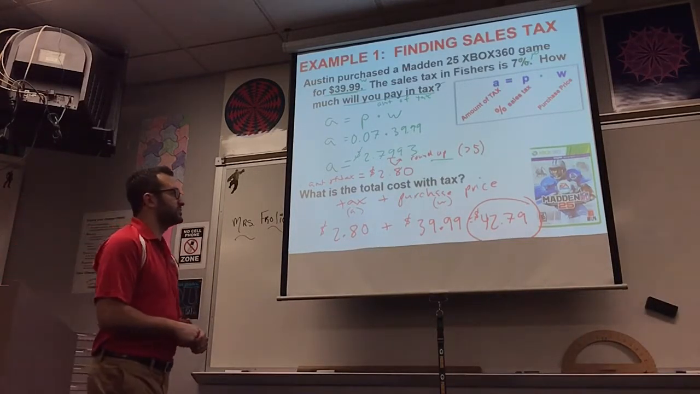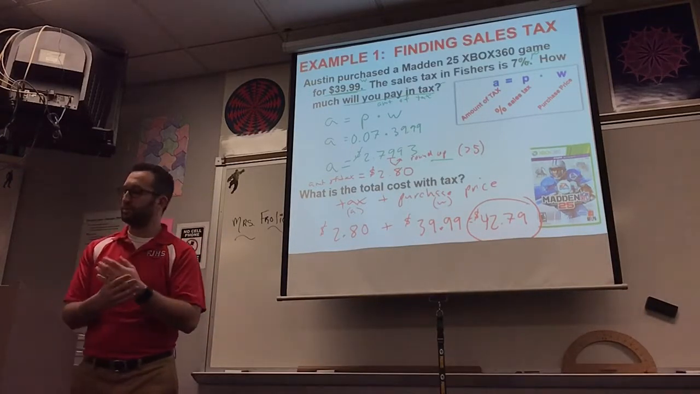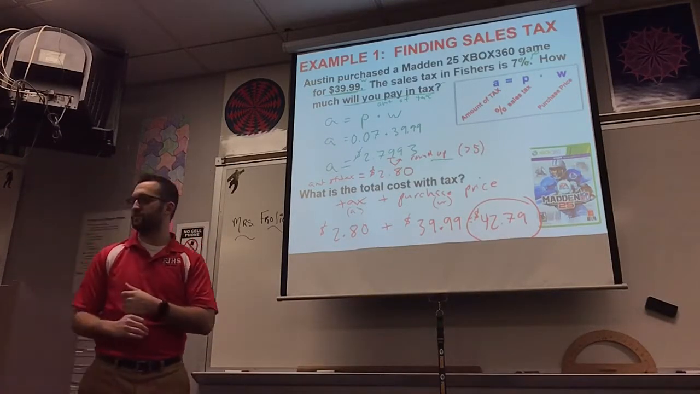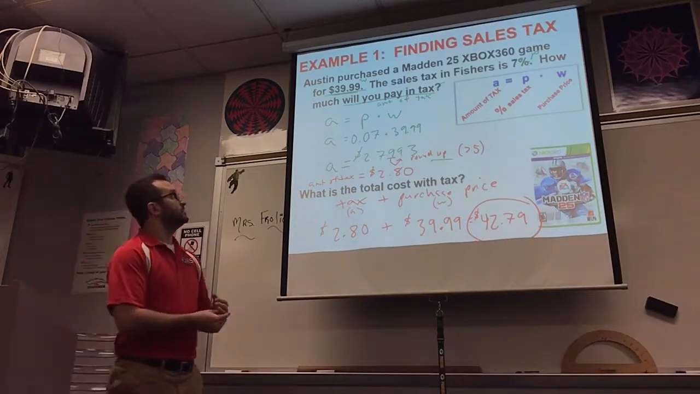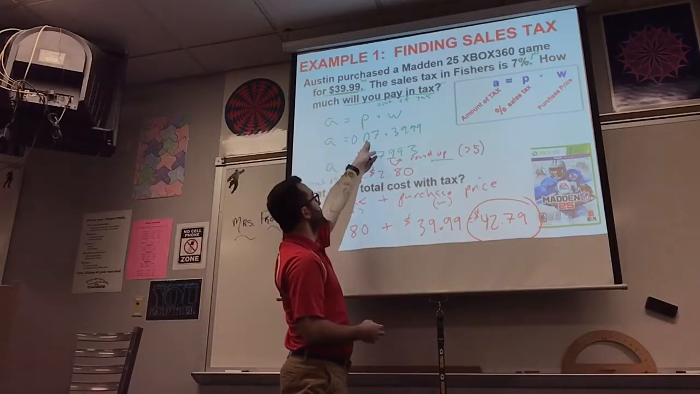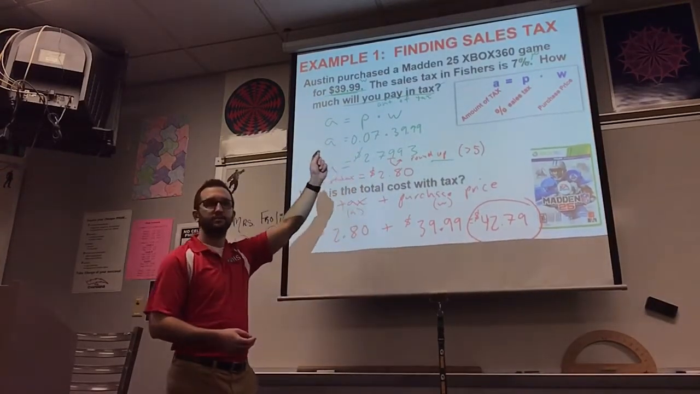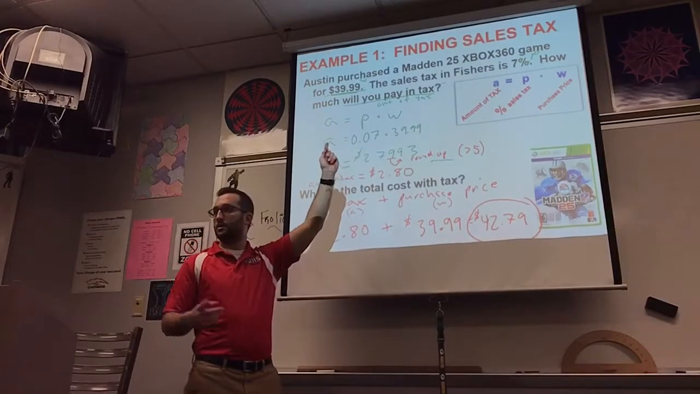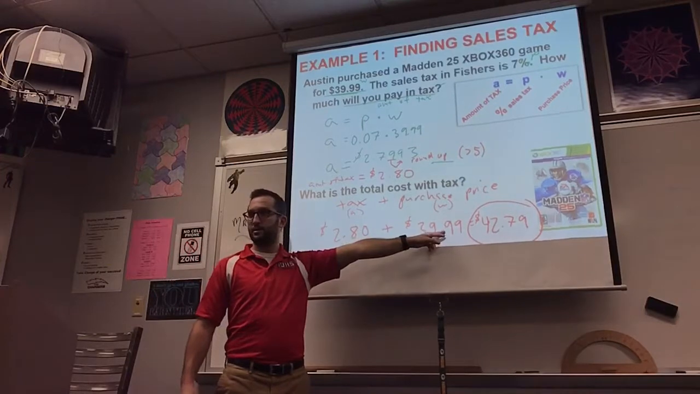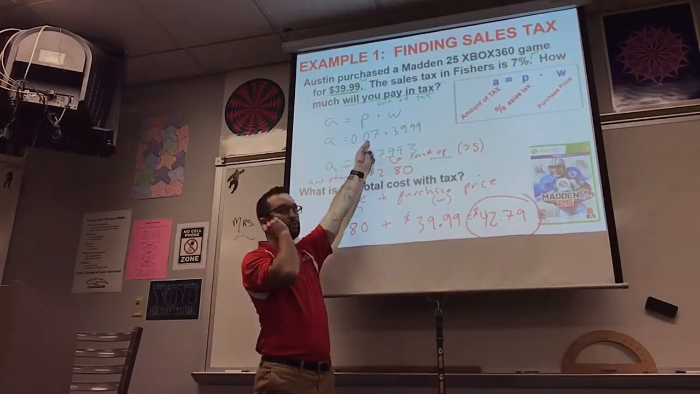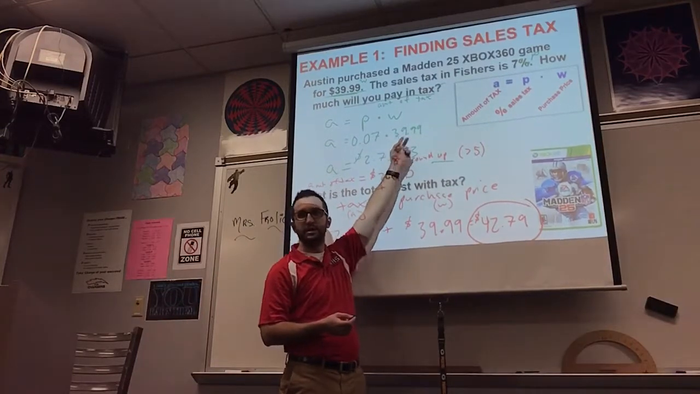Right? $42.79. Questions on finding tax? This is really the only one that we're going to do. You only need really one example because it is the same every single time. So what did we do? We plugged in, if P was percent of tax, what was A? Amount of tax. So not total amount, right? If I plug in 0.07, am I going to get the total amount? No, I'm going to get a number that's way smaller than this.